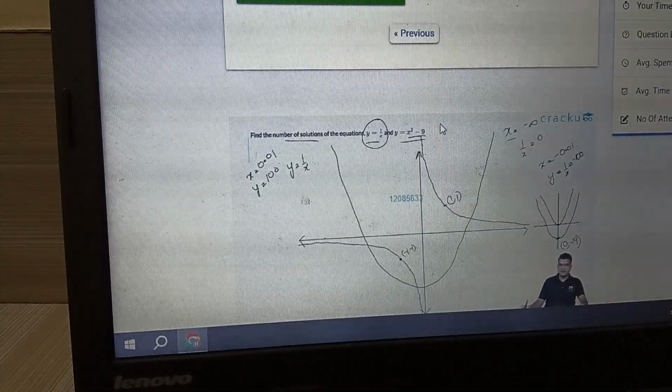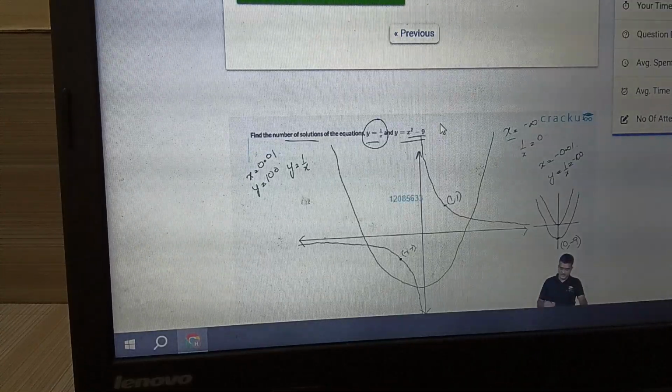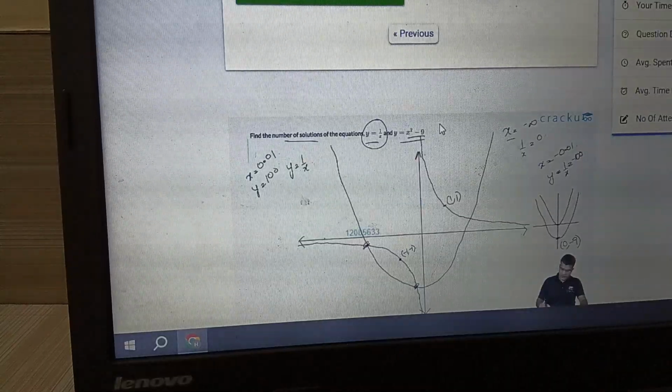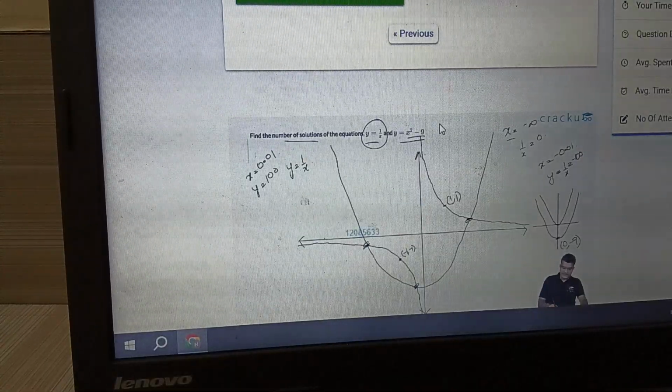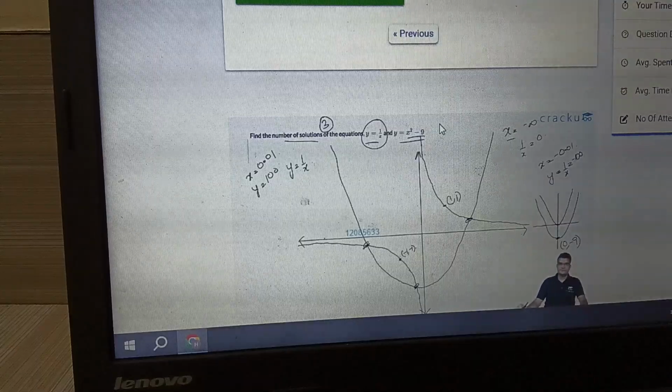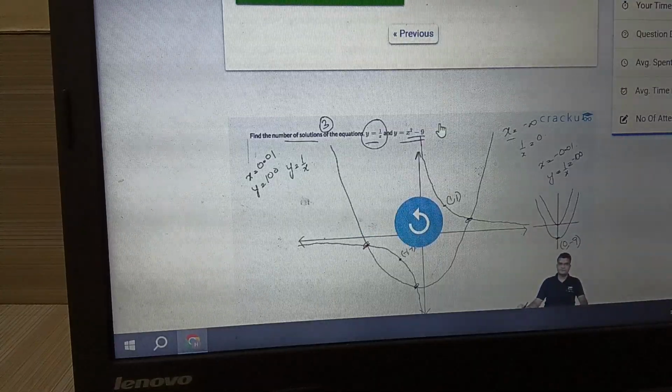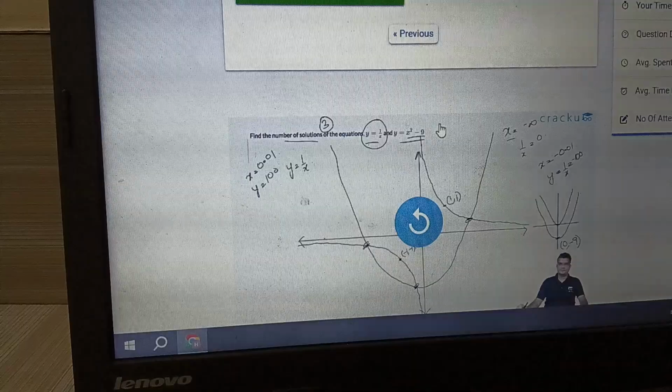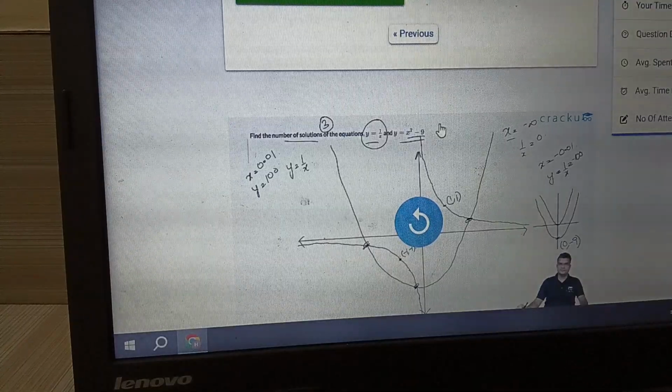So as you can see, the number of points of intersection of both the graphs are 1, 2 and 3. So both of them intersect in exactly 3 points.